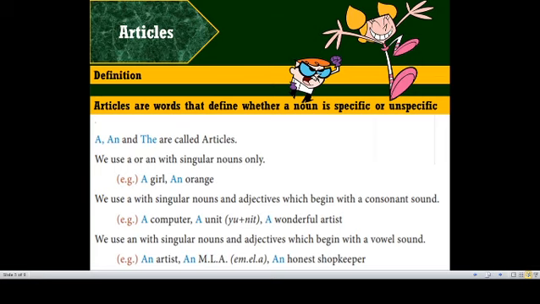Okay, so let us see something about the indefinite article. The indefinite article is a or an. This article takes two forms. It is the word a when it precedes a word that begins with a consonant. It is the word an when it precedes a word that begins with a vowel.